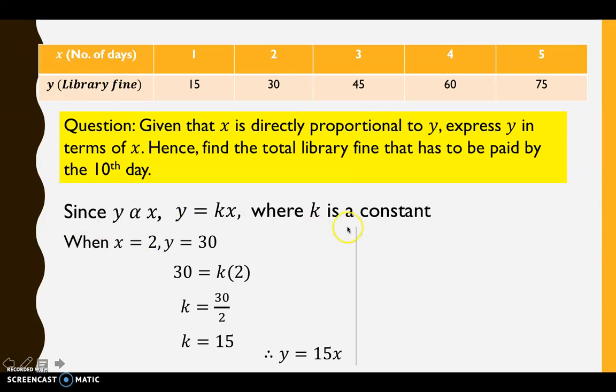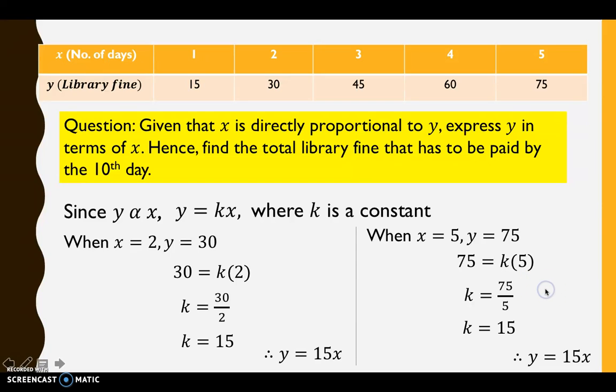Would this work if I substituted another two values? Definitely. Let's try. When x is 5, y is 75. Let's substitute: 75 equals k times 5. So I get k equals 15 at the end.